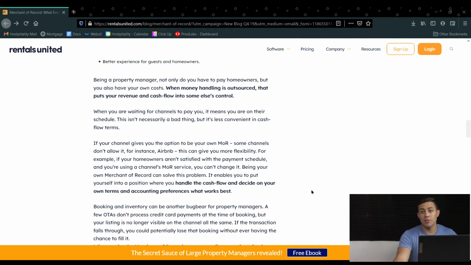You have to be extremely conscious about the cash that you have on hand because you have homeowners that you have to pay. So if you're going to go into being your own merchant of record, be extremely aware that the homeowners are expecting that cash. And I know it may seem like, oh, of course I'm going to have that cash. That's not my money. That's something that is due to the homeowners.